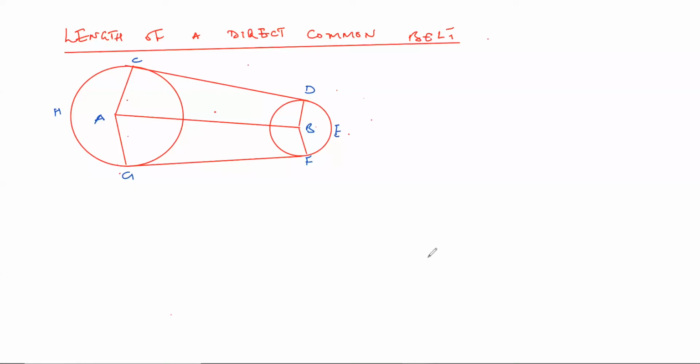Today we are going to look at how to calculate the length of a direct common belt. Direct common belt means the distance around these two circles. Here, that distance from, let's say, point C onwards until you go back to point C. So that's normally referred to as the length of a direct common belt. It has a process. It is just an easy thing.